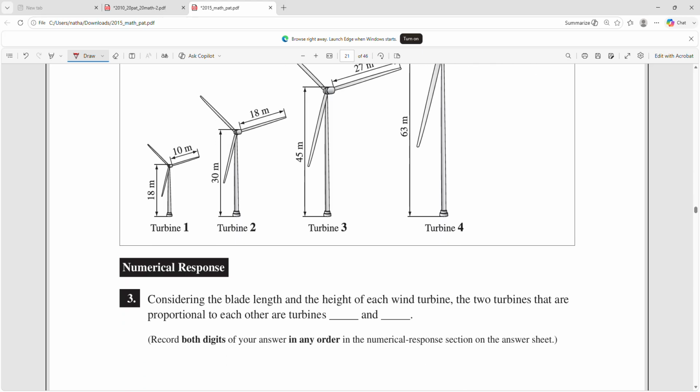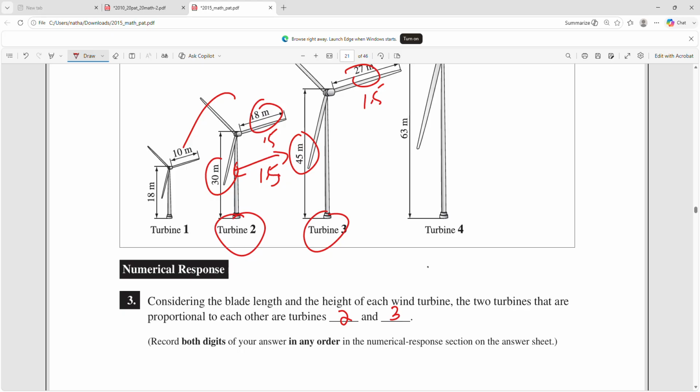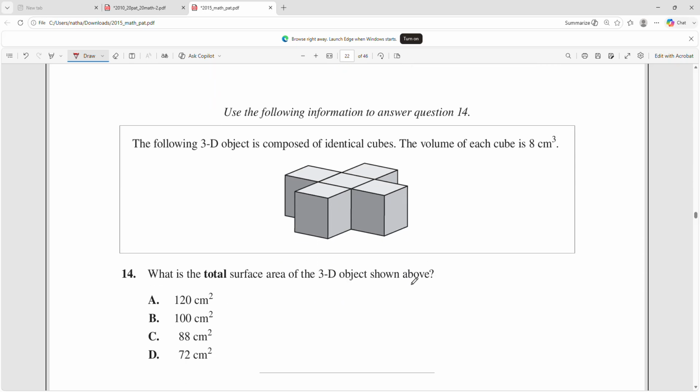We've done this one before, scale factor question. And we found out that these two were the same because we get the same scale factor here. So for example, if I divide this by this, I get 1.5, and I divide this guy by this guy, I also get 1.5. So the scale factors both match. So it was turbine 2 and 3. We've done these before. If you try this with other ones, you're going to find that this part of the scale factor won't be the same as this. So it's not proportional. Okay, all the parts have to have the same scale factor for it to be proportional.